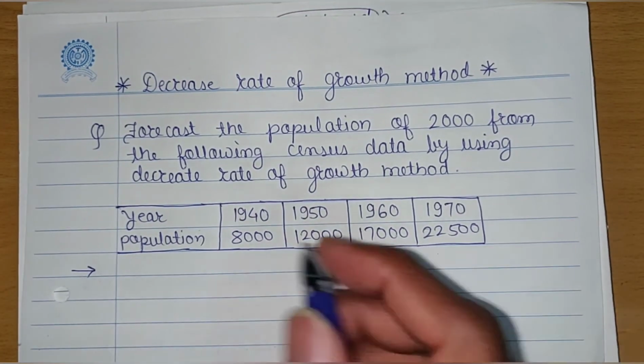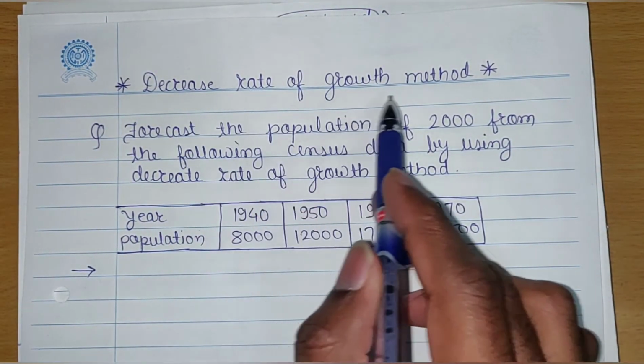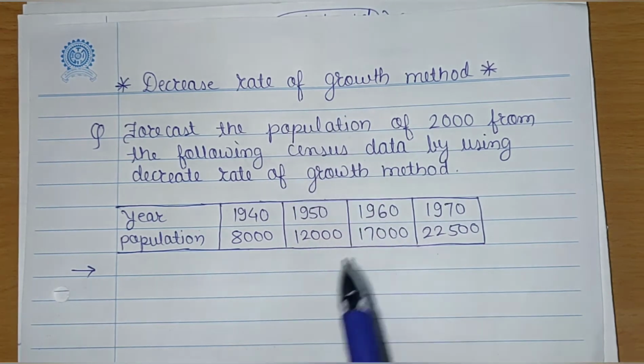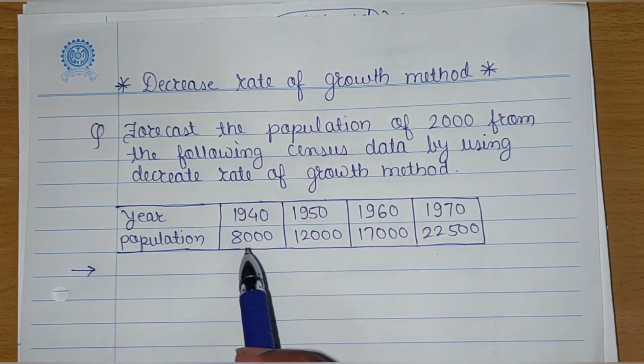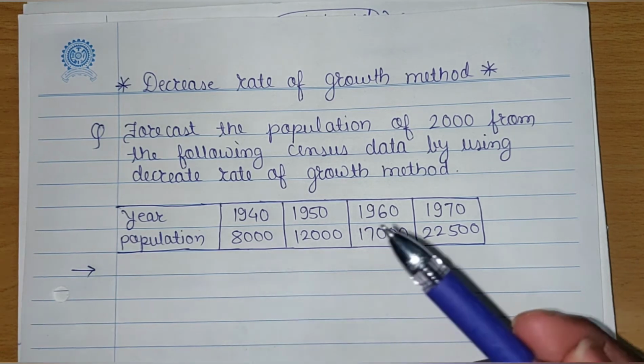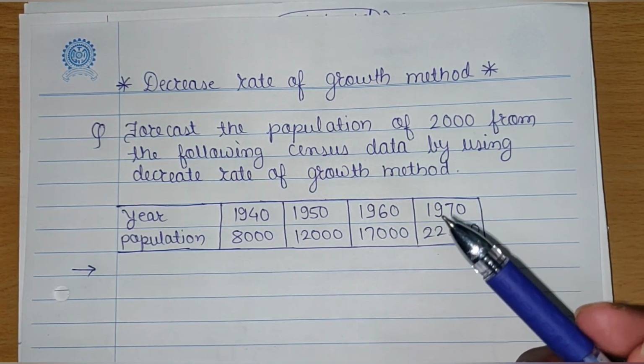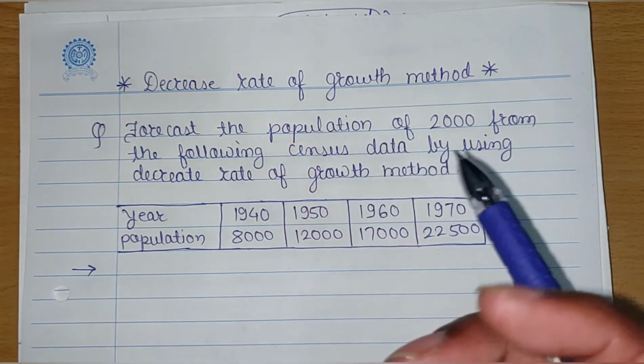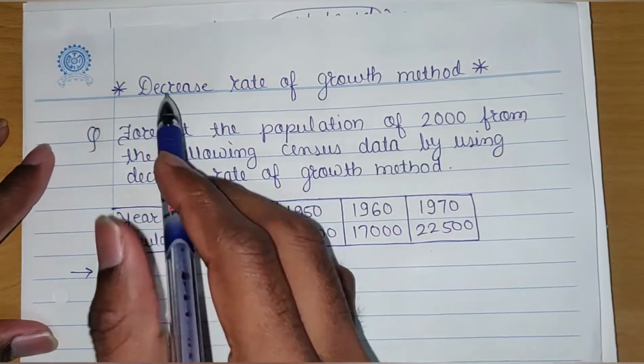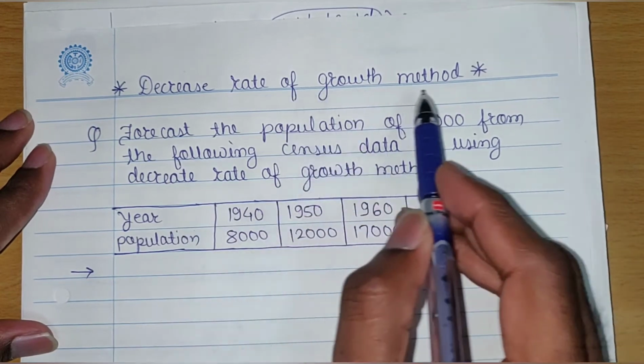In this video, we will be discussing the decrease rate of growth method for population forecasting. In the previous three videos, we have seen the methods of population forecasting: the arithmetical increase method, the geometrical increase method, and the incremental increase method. Okay, so let's start with the next method, the decrease rate of growth method.